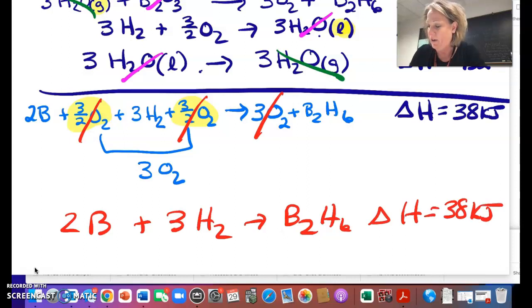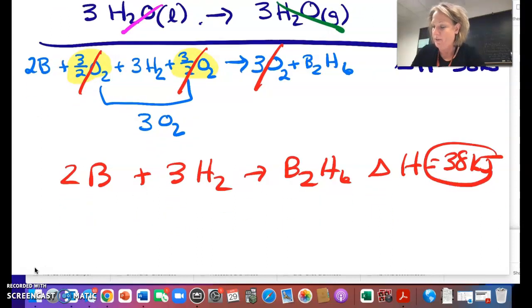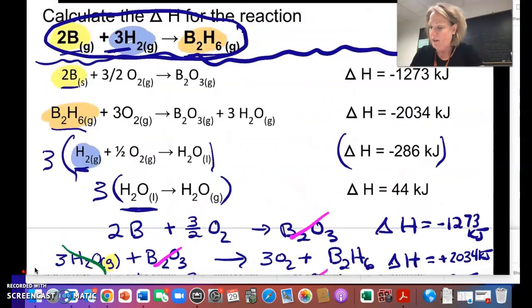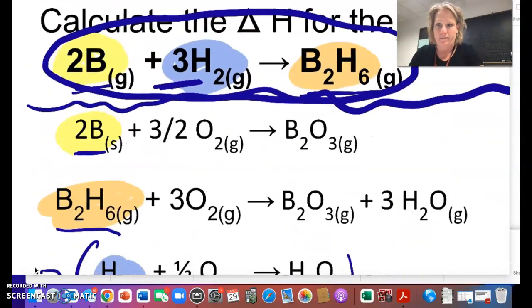So that total reaction is endothermic. If I were going to write this, I would put the energy on the reactant side. And we can again double check. Look, it matches. Fun.